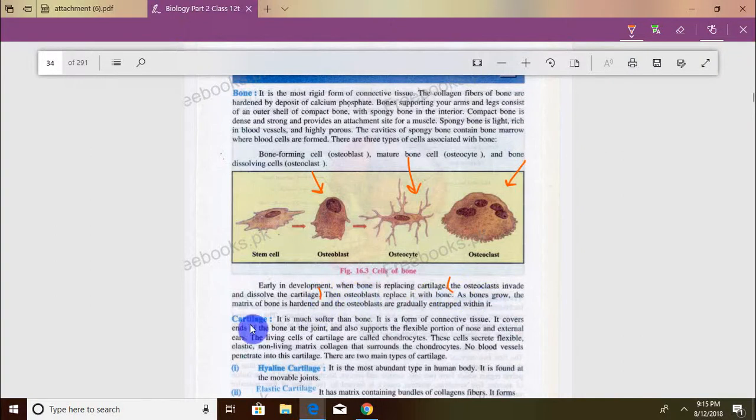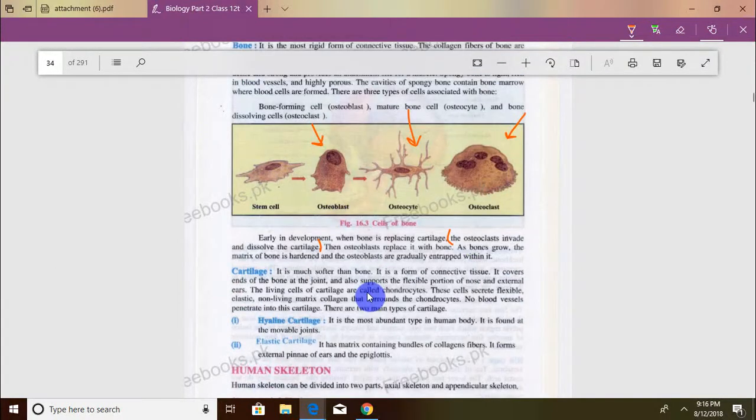As they grow, the matrix of the bone is hardened and the osteoblasts are gradually entrapped. So the very cells that are producing the bone eventually get trapped inside the bone as the matrix, that is the inner part of the bone, is hardened. Now this is interesting and really MCQ worthy in my opinion. The thing with this chapter is that it's really something we haven't done at all compared to some of the others in which we are to some extent familiar with.